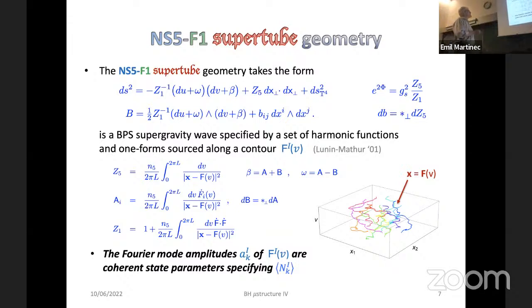If you specify a particular microstate by specifying a particular set of source contour functions, and if you think about doing a Fourier decomposition of this set of source functions, then there will be a set of Fourier mode amplitudes, and you should think of those mode amplitudes as specifying the expectation values of some number of integer quanta carried by the microstate.